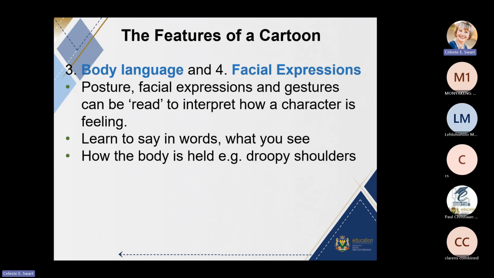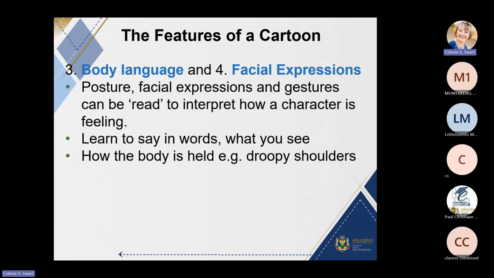So we can read to interpret how a character is feeling, the same as you do with your friends. You look at your friend and you know immediately how he or she feels because you know when you look at your friend, they're happy or sad. How do you know? You read. But you have to learn to say in words what you see. You can't say, I see he's sad. How can I see it? I can see it on his face. What do you see on his face?